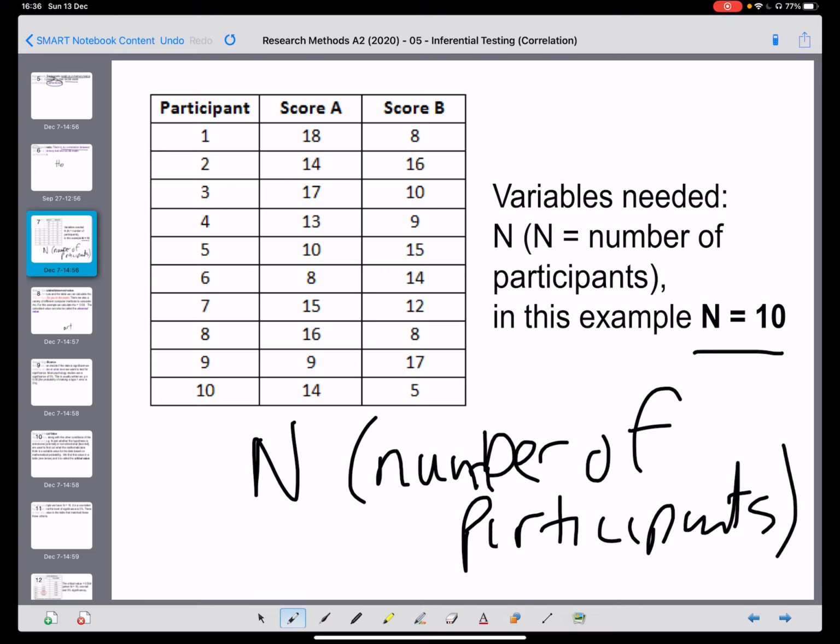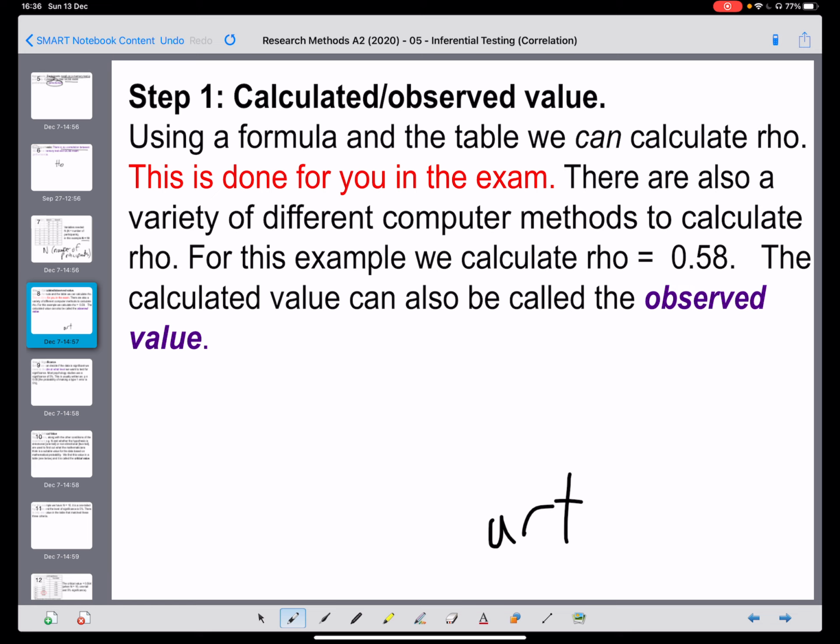There we go. So from this table of data, we've got a hypothesis that we saw in the previous page, we've got a null hypothesis, and we can start looking at what we need to do. Now, the calculated value is something which we do not need to do. This is done for you in the exam. But what I am going to introduce is another phrase called the observed value.